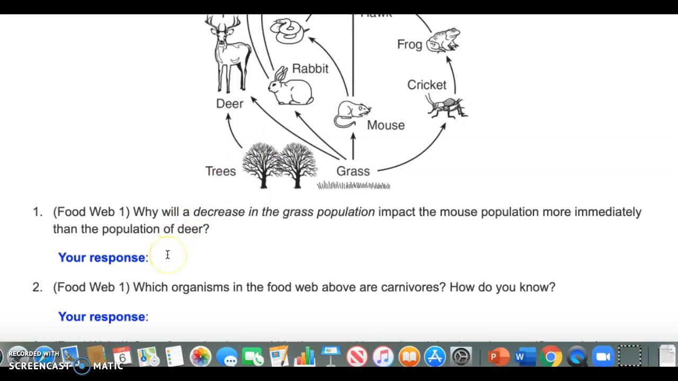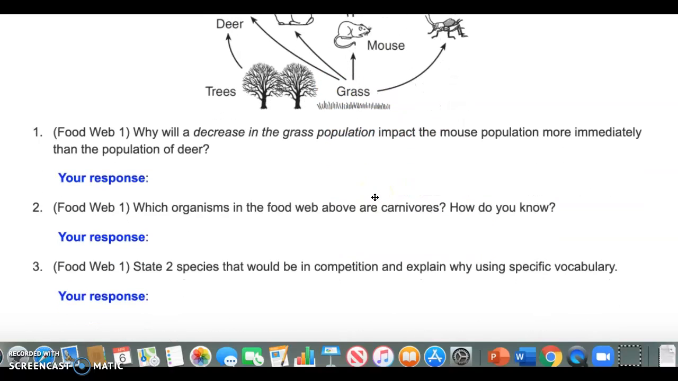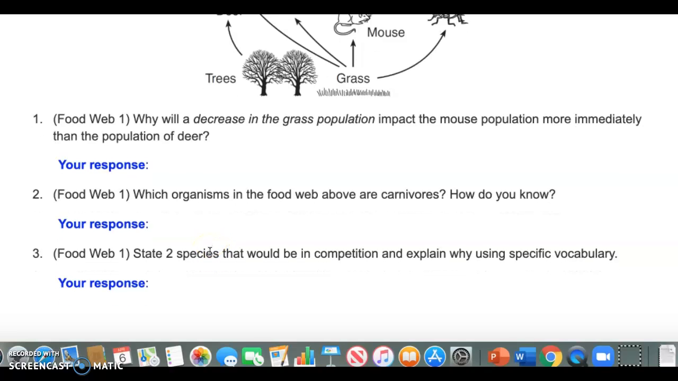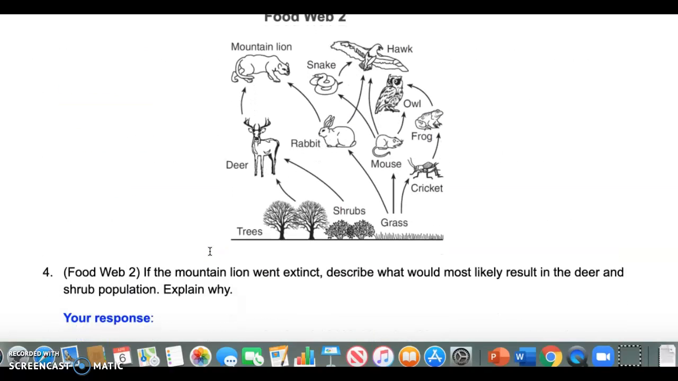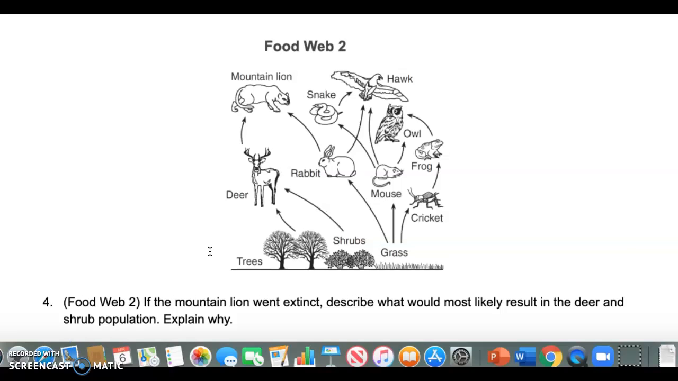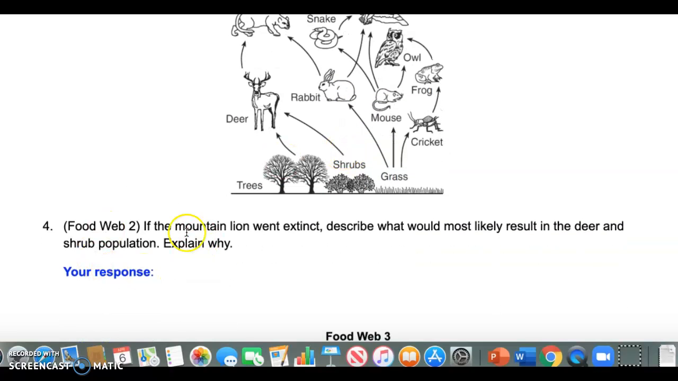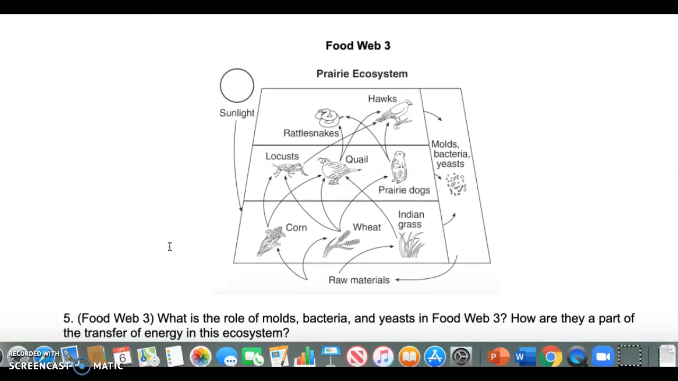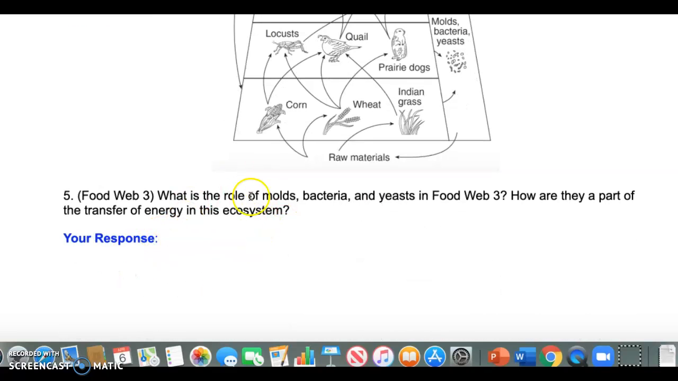So I'll start my response by saying a decrease in the grass population will impact the mouse population more immediately than the population of deer because, and then give your reasoning. So this is the kind of response and the kind of thinking that we're expecting you to do for each of the questions for all of these food webs. Food Web 2 only has 1 question here, and Food Web 3 only has 1 question about it here.